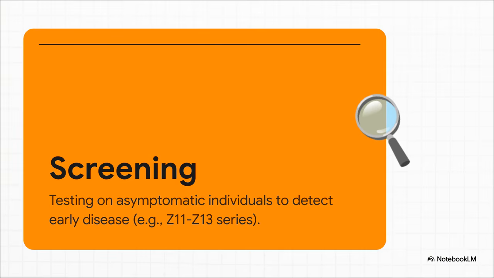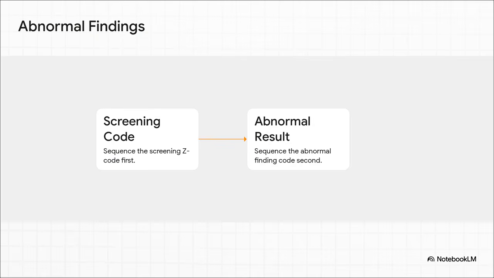Section 3, Screening versus Diagnostic Encounters. A screening is basically testing performed on a completely asymptomatic individual, just to detect a disease early on. The primary screening code rule is totally non-negotiable. If the purpose of the visit is a screening, a Z-code from the Z11, Z12, or Z13 series must be sequenced first. But wait, what happens if the doctor actually finds something during that screening?